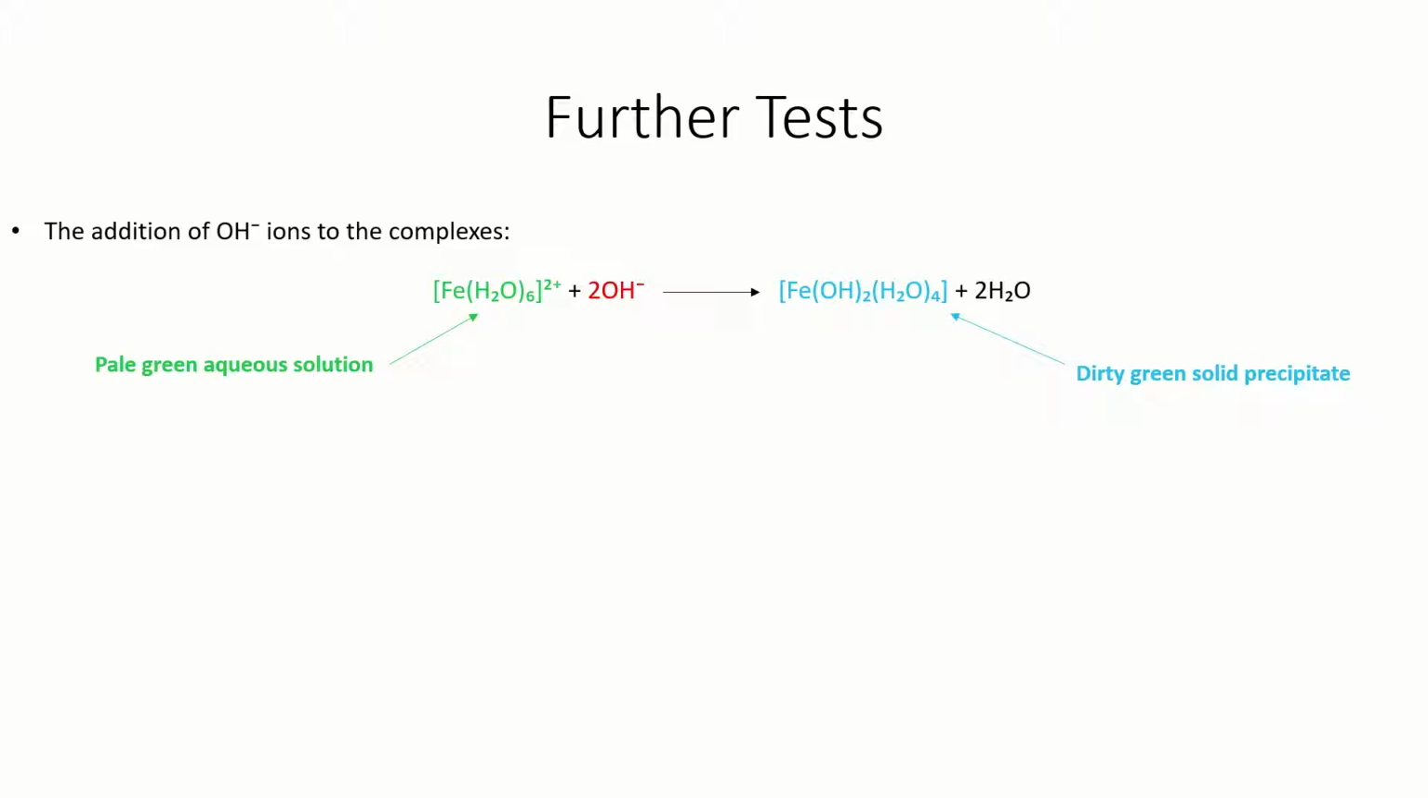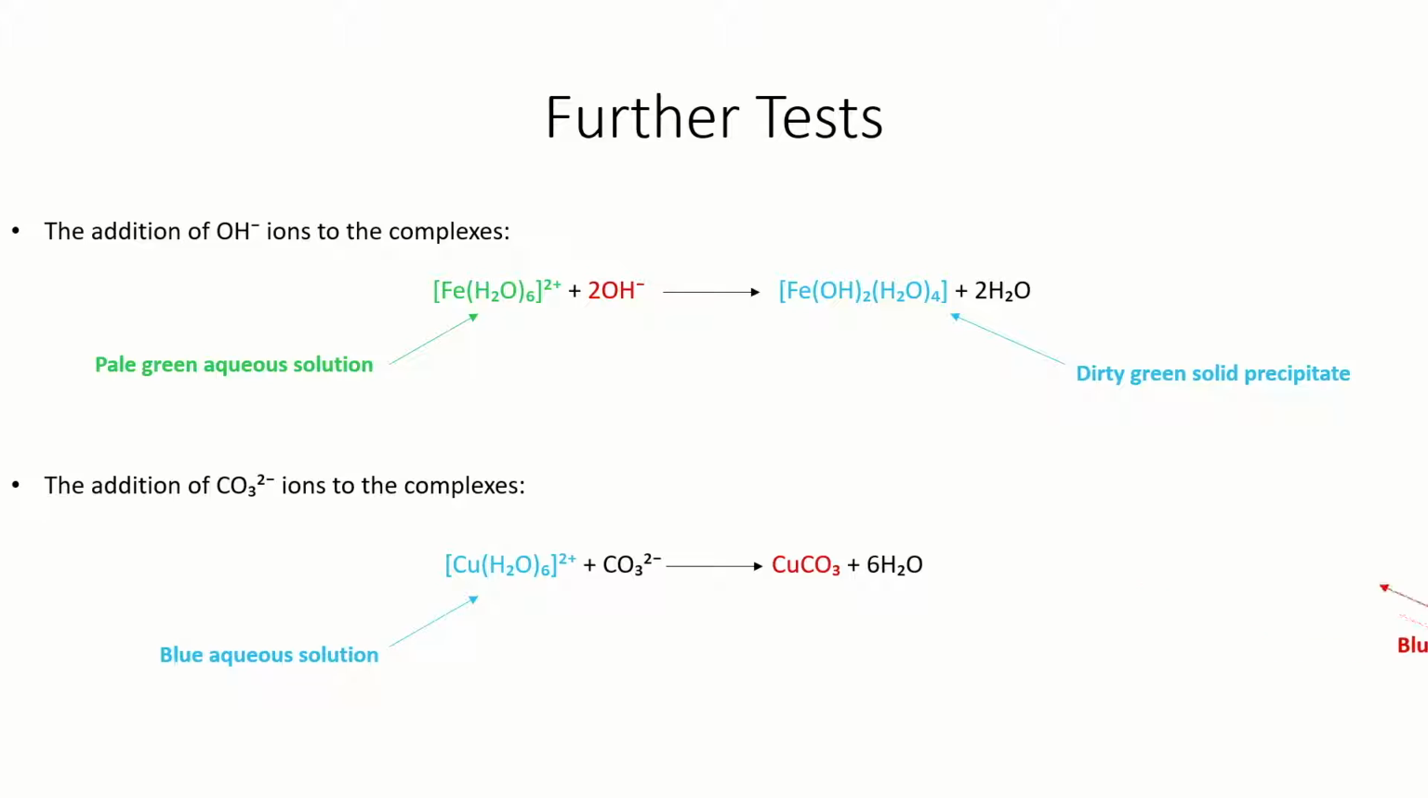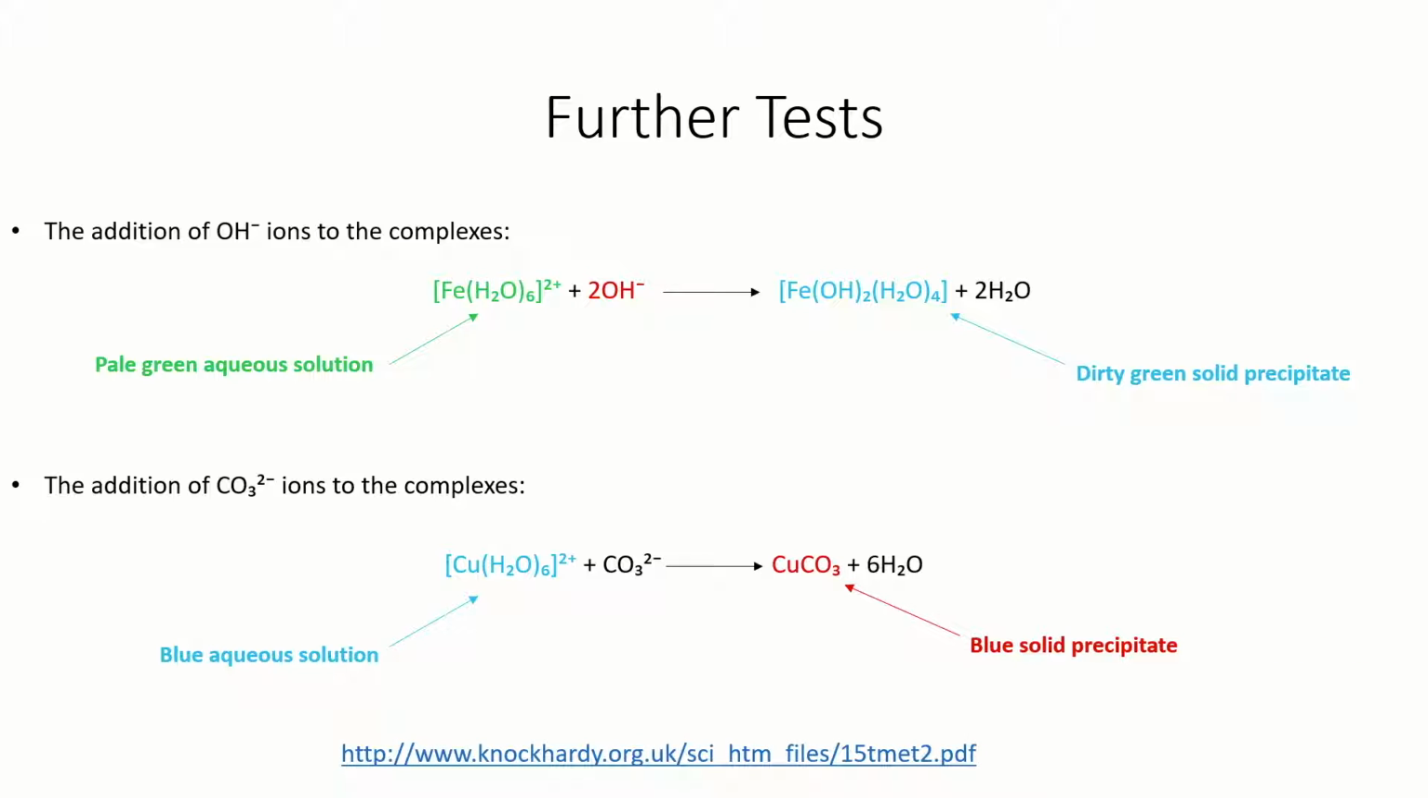Further tests can be done to confirm the transition metal atom. For example, the addition of hydroxide ions to the complexes. When 2 hydroxide ions are added to the iron complex, the product is a dirty green precipitate. Also, the addition of carbonate ions to the complexes. When a carbonate ion is added to the copper complex, solid copper carbonate forms as a blue precipitate. These tests allow us to confirm the identity of the transition metal ion.